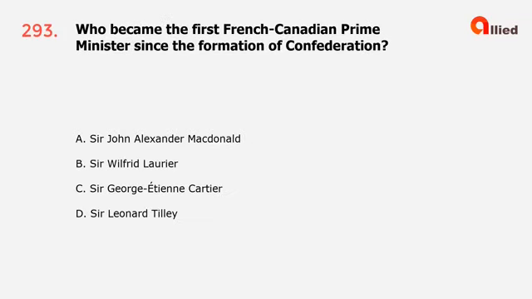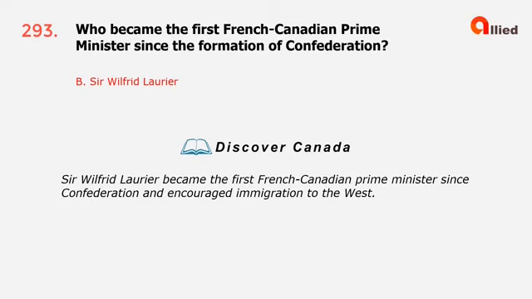Question 293. Who became the first French-Canadian Prime Minister since the formation of Confederation? A. Sir John Alexander MacDonald. B. Sir Wilfrid Laurier. C. Sir Georges-Étienne Cartier. D. Sir Leonard Tilley. The answer is B. Sir Wilfrid Laurier.